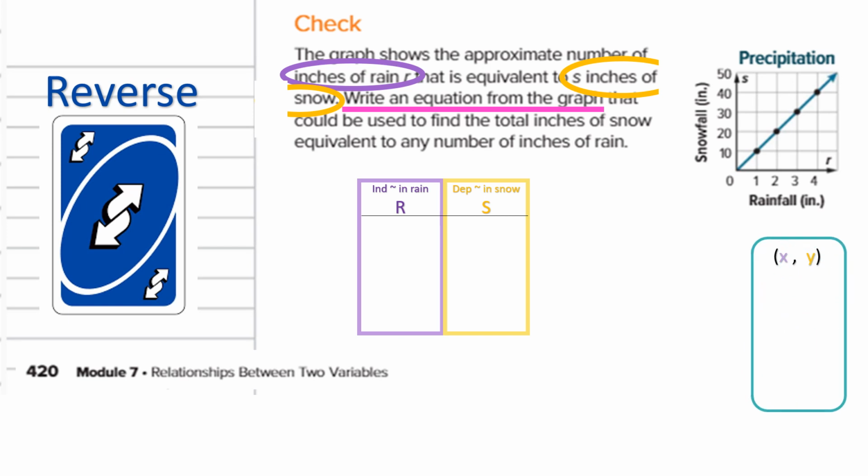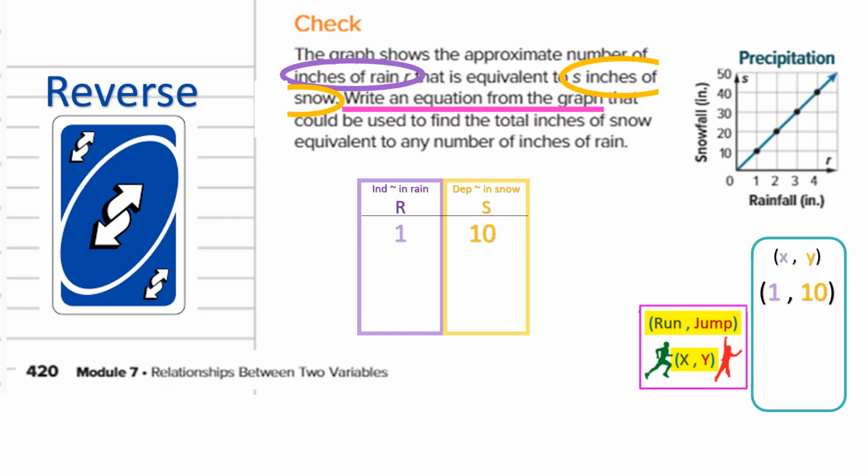And as I look at that increase, I can see that in my ordered pairs, I would go over 1 and up to 10. Once again, I'm just running and then jumping. So I run forward to the 1 and I jump up to my point and I see that that's a 10. If I go back to 0, 0 for my second point, I'm going to run forward to the 2, and this time I'm going to jump up to 20. So my ordered pair is 2 and 20.